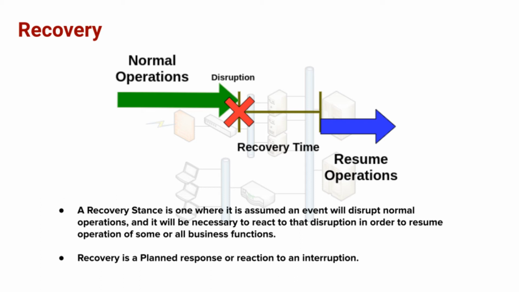Again, the obvious assumption here is that a disruptive event is going to happen that's going to stop your normal operations, and you can't defend against it, so you're going to have to enact your reactive recovery plan. When you resume operations, depending on your recovery plan, you may be resuming operations at full capacity. You may be resuming operations at some sort of limited capacity, depending on how extensive your plan is. But again, the key assumption here is that there will be a disruption and you have to execute a planned reaction to it.